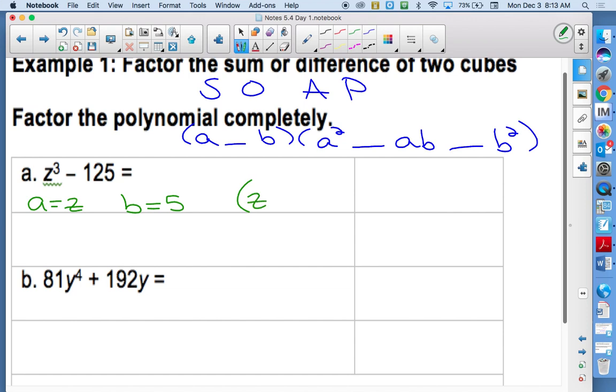and then SOAP. S means same, so it's a minus sign, so I have a minus. And then B is a 5. So Z minus 5. And then A squared, well, A is Z squared. Opposite sign, so now I need a plus. We need to take A times B, so that's 5Z. And then the last one is always positive. So I have a plus sign, B squared is 25. And then it's factored. So there's nothing else that you're going to do to factor this because this here is prime. Prime means it cannot be broken down any further.